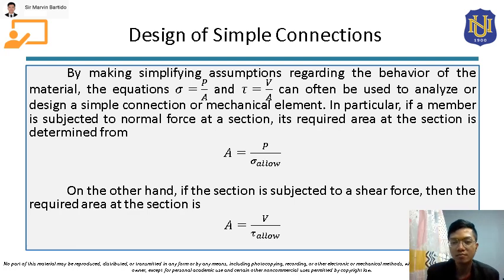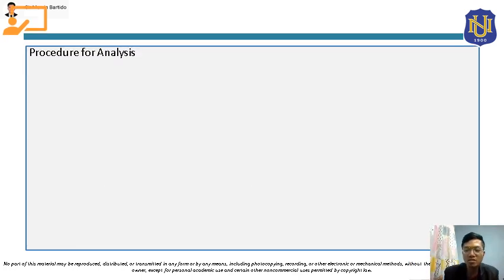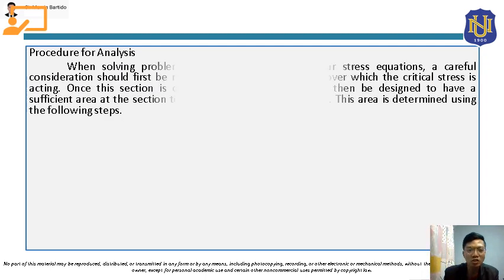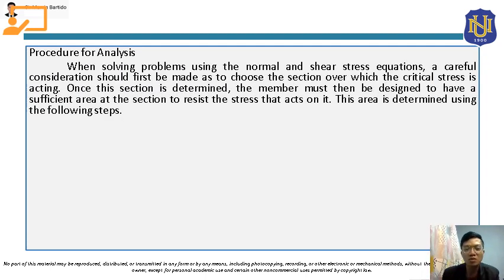Okay, so just to summarize the procedure for designing simple connections. When solving problems using the normal and shear stress equations, careful consideration should first be made to choose the section over which the critical stress is acting. Once this section is determined, the member must then be designed to have a sufficient area at the section to resist the stress that acts on it. This area is determined using the following steps.